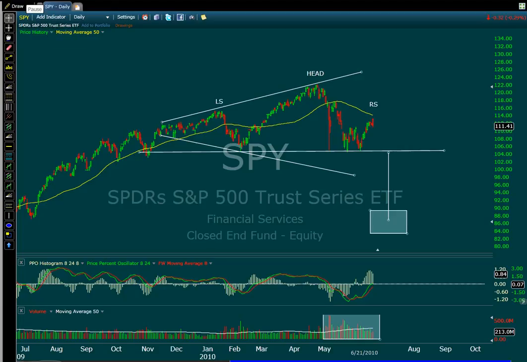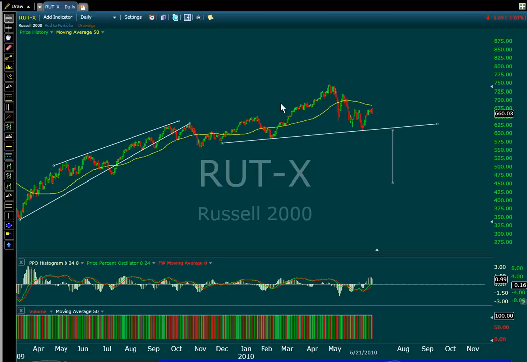And one last thing. On this one, real quick, I'm using the actual index, the Russell 2000, but I just wanted to show you this. The same thing is happening as with the ETFs. I'm using the index because you can see the head and shoulders pattern a little bit better. But the target on the Russell is going to be around the low to mid 400s.